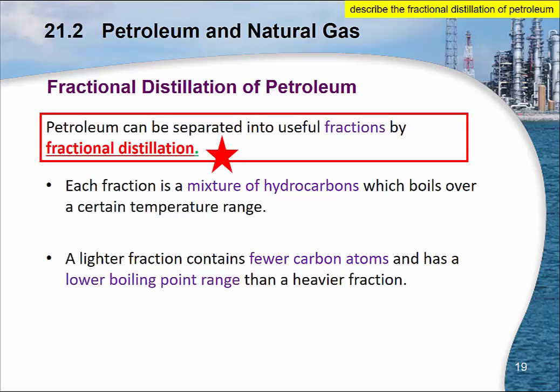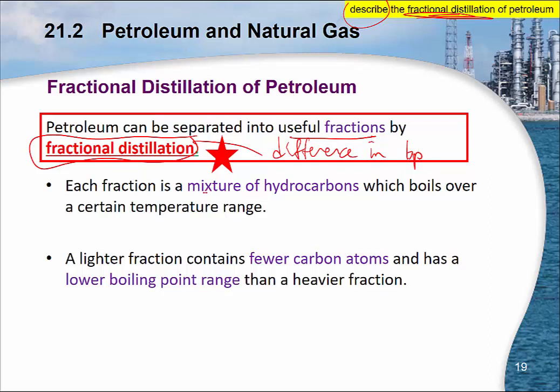So, fractional distillation of petroleum. Remember, this is a 3-mark question to describe how petroleum will be separated by fractional distillation. Look at the syllabus on top. So first of all, you must always mention that petroleum can be separated into the useful fractions by fractional distillation. Now, fractional distillation is based on difference in boiling point.